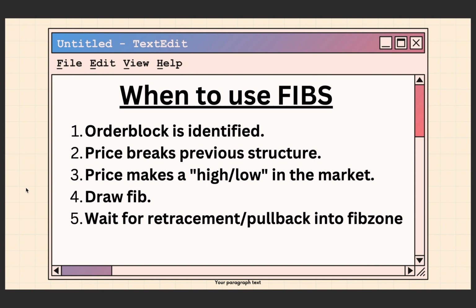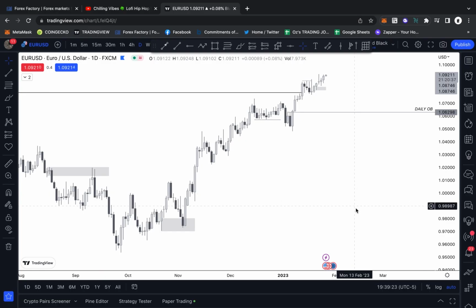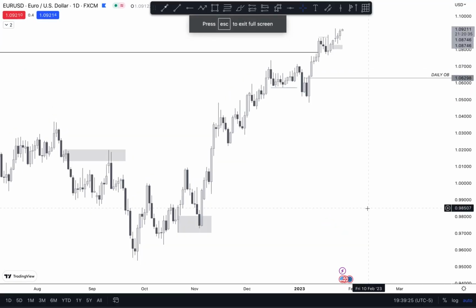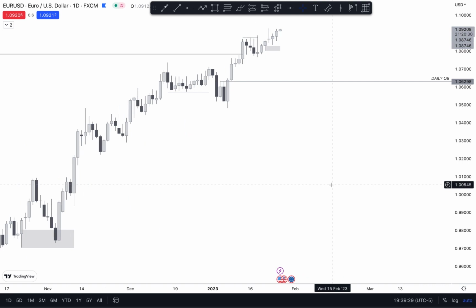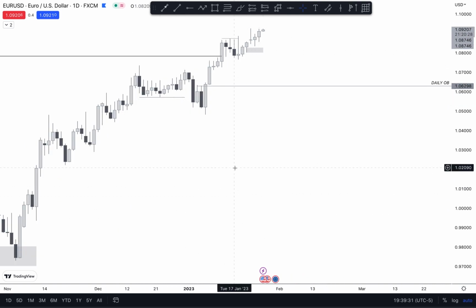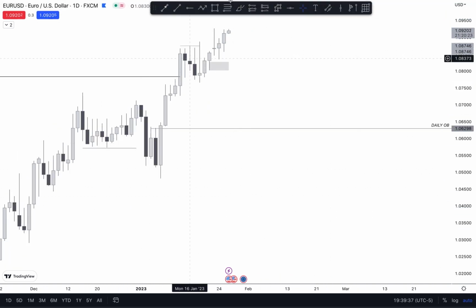But we're going to hop over to the charts right now, and I'm going to show you some examples. All right, so here we are back over on TradingView, and I've got EUR/USD pulled up on the daily right now, and I only have this pulled up because I want to show you this. So this is where we are at currently in the market.